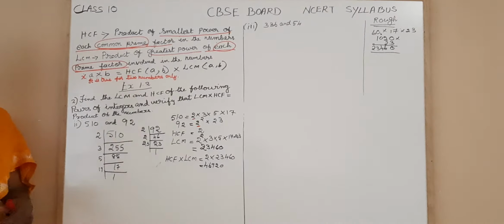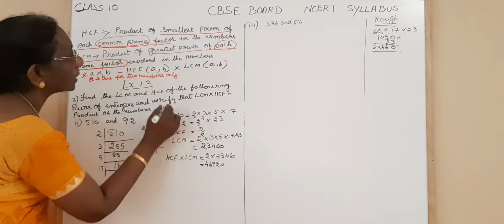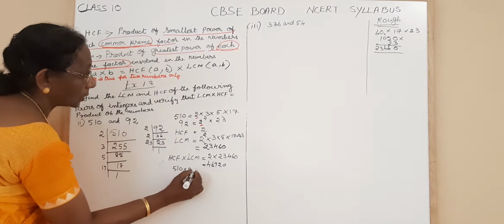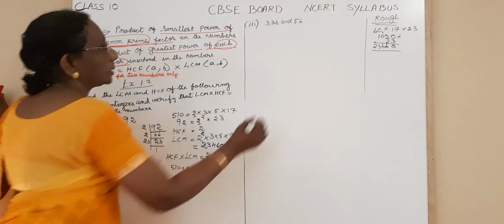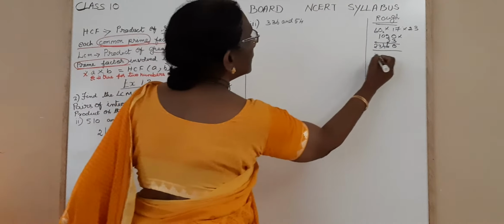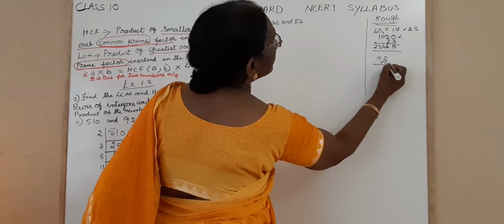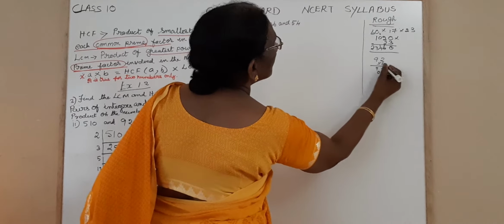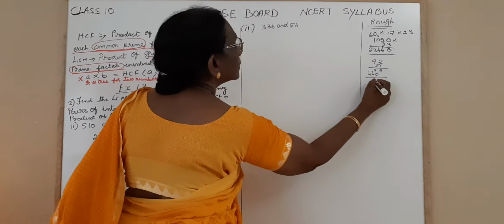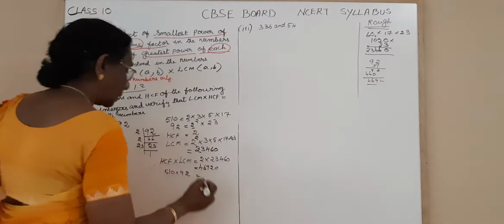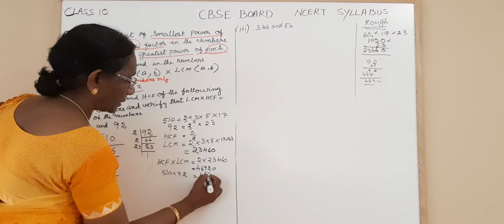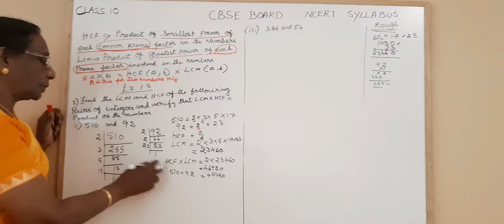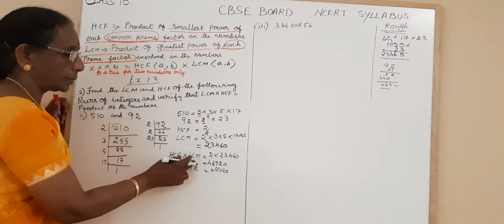Okay, now we have to find the product of the numbers. What is the product of the numbers? 510 into 92. So you multiply 92 by 51, 2, 9, so the same number you are getting, what? 46,920. So we have proved what? Product of the numbers is equal to HCF and LCM.